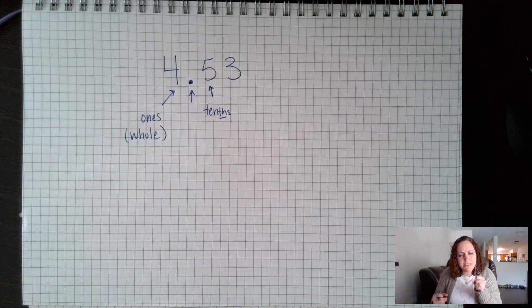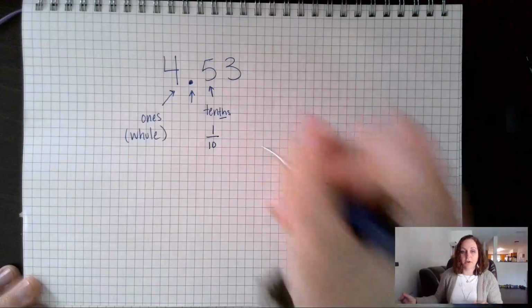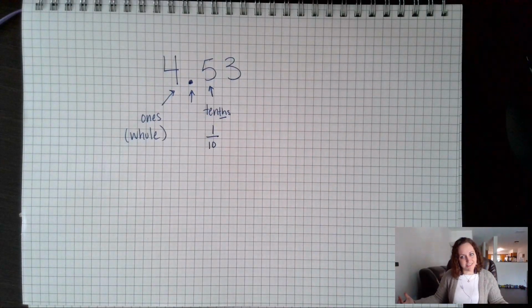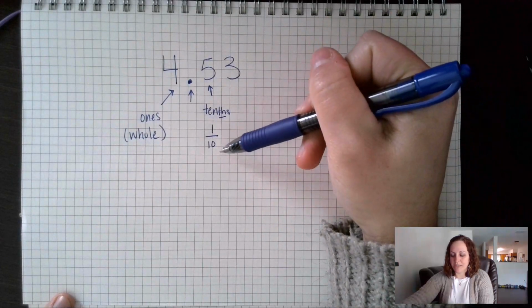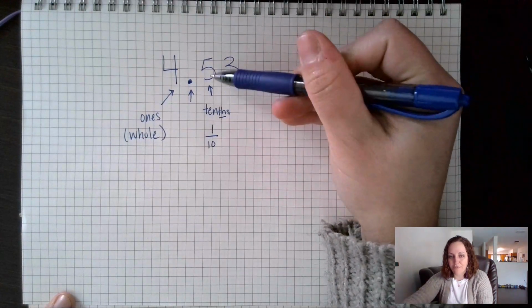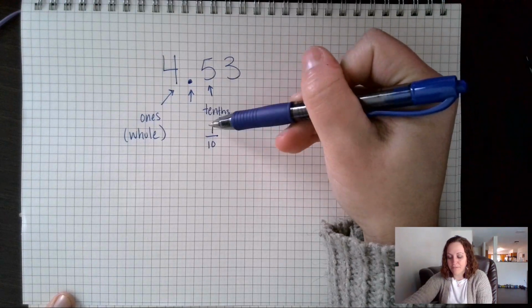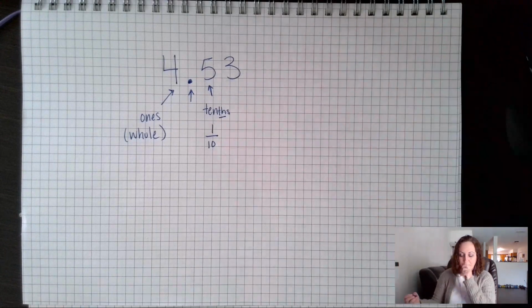Ooh, you know what, Mrs. Long? I remember when we were learning about fractions, there's a 1/10. So this tenths place is related to the 1/10 fraction. If I have 5 here, I would have 5 as my numerator. So that's kind of an easy way to remember it.